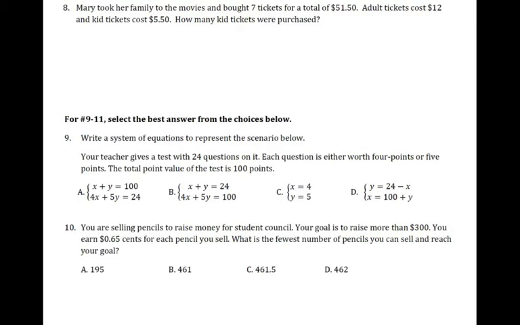Okay, Mary took her family to the movies and bought 7 tickets for a total of $51.50. Adult tickets cost $12 and kid tickets cost $5.50. How many kid tickets were purchased?